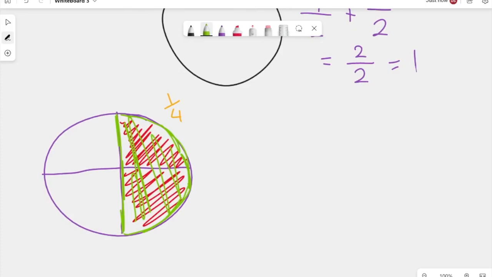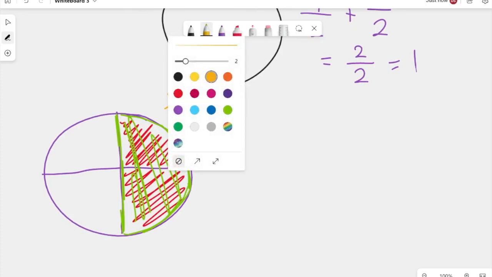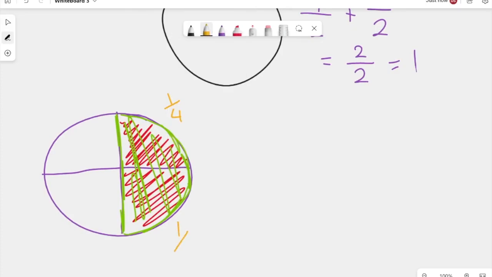So I have 1/4 that I have, and the 1/4 that my friend gave me. So this means I've added my 2/4. And the answer I end up with, I'm going to go one step ahead. Well, the answer I ended up with was a half.